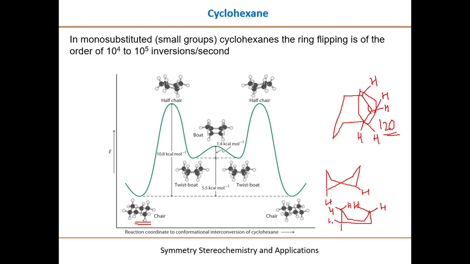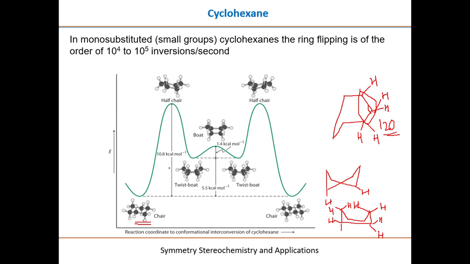Because of flag-pole interaction, the energy will become higher compared to the twist boat. So that's why there is a difference in energy between the twist boat and boat conformation, and it is 1.4 kilocalorie energy difference. Boat is less stable compared to the twist boat. Now again we will see the other conformation, that is twist boat.